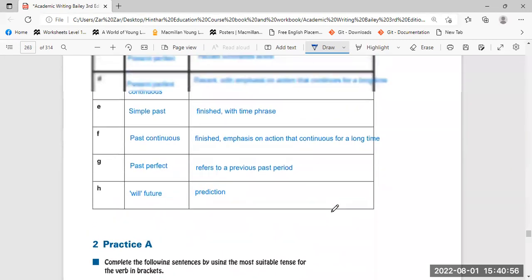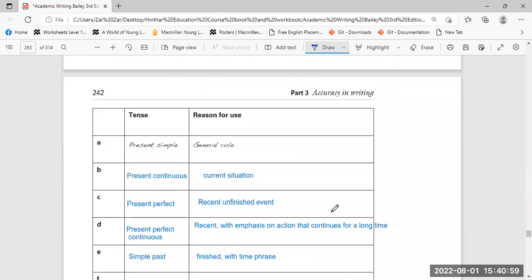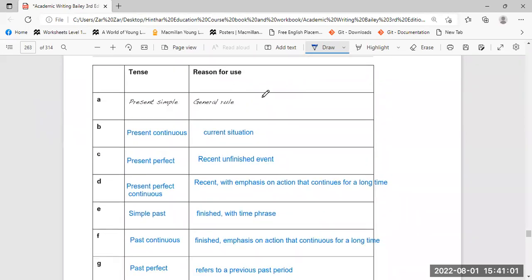So I will just briefly summarize. For a general rule, we use simple present tense. And for the current situation, we probably use present continuous. The format is am, is, are plus ing. For a recent and finished event, we use present perfect tense. And if we would like to tell about an experience, we use present perfect tense.